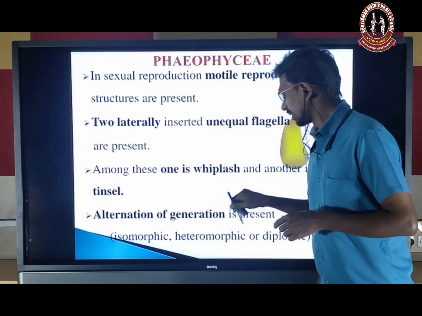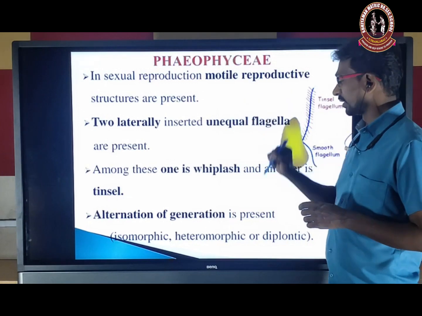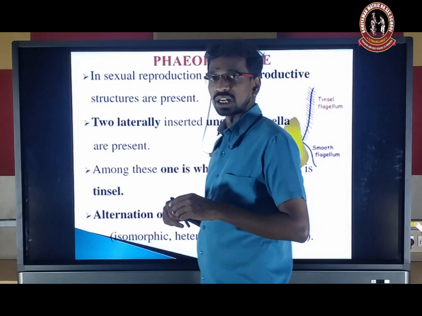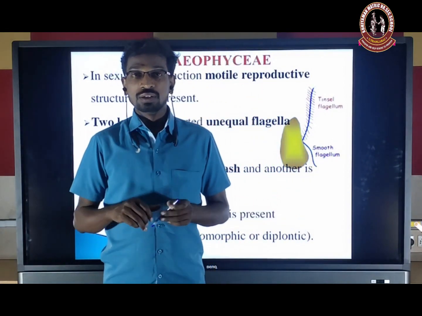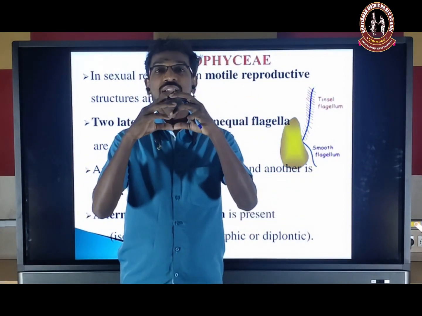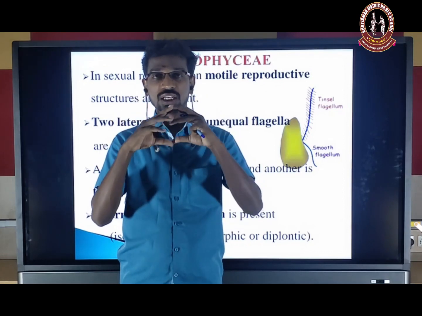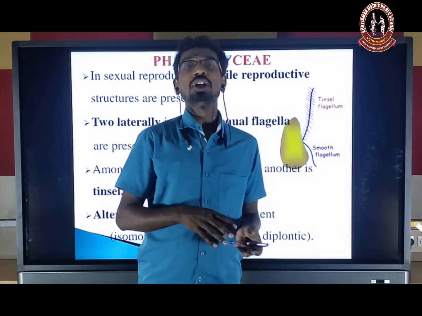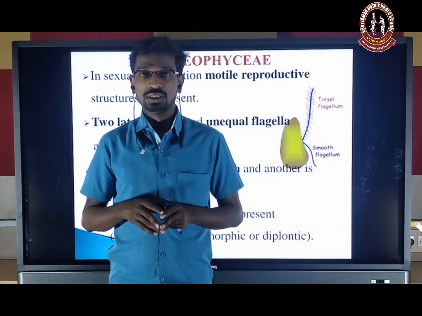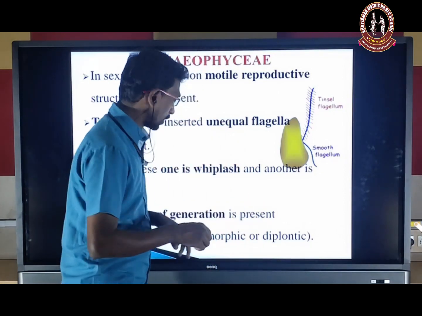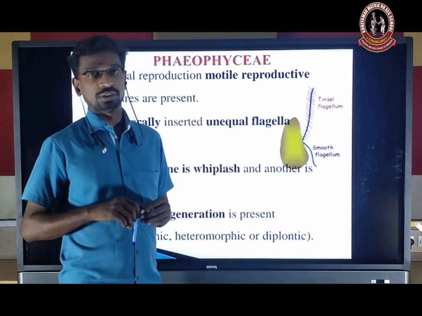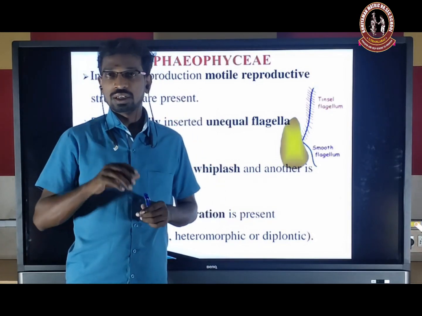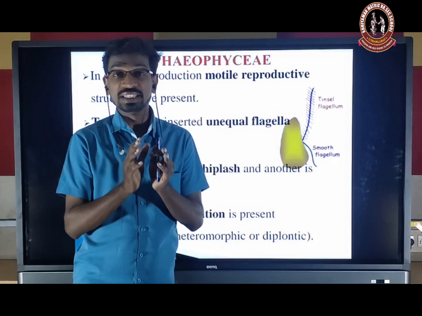Alternation of generations is present in Phaeophyceae, that is isomorphic, heteromorphic or diplontic. What is the diplontic life cycle? The dominant phase is the sporophyte, which is diploid, 2n, and it alternates with the gametophyte, which is haploid. Now what are isomorphic and heteromorphic? Iso means both the sporophytic and gametophytic morphological structures are identical, similar.